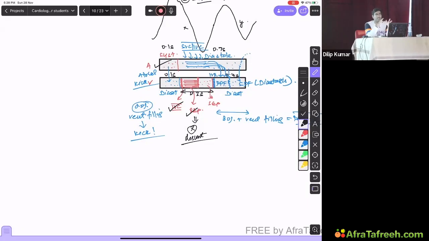Contraction, shortening or lengthening? Shortening, everyone knows. So the ventricle tries to shorten in all directions. When it tries to shorten, it will pull the atrial floor downwards, because the atrial floor is also part of the ventricle only.